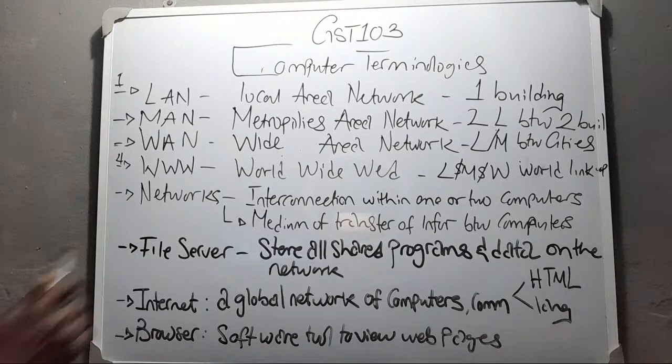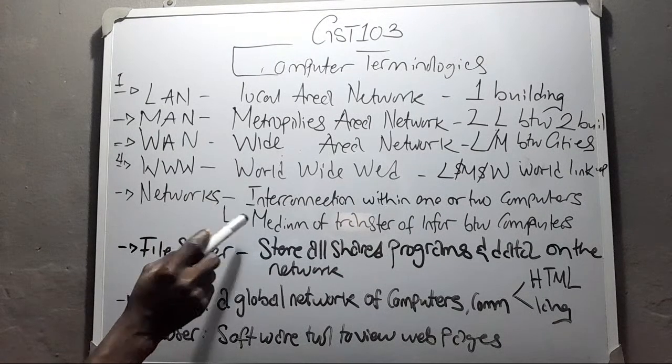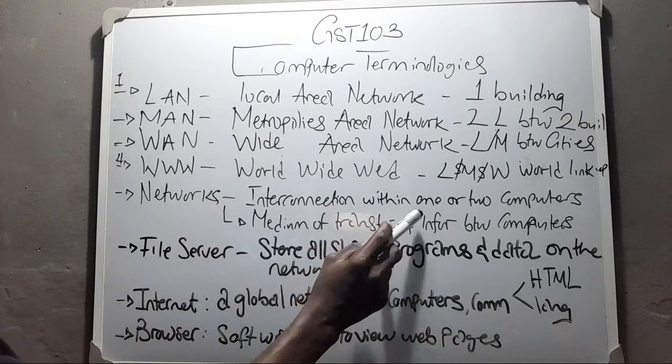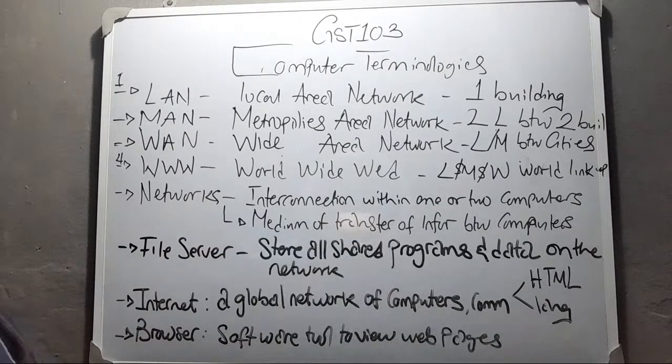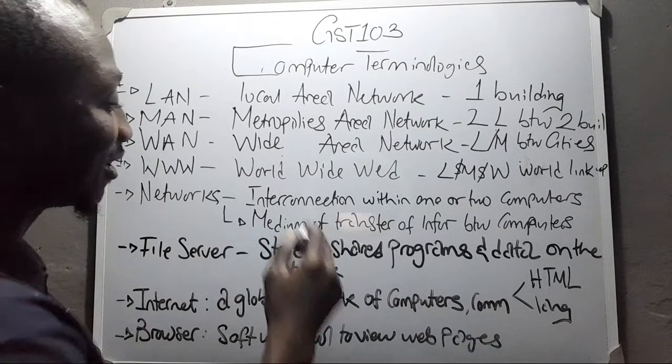So we have that, and we come down here. We said network. Network is said to be an interconnection within one or two computers. Network is said to be an interconnection.